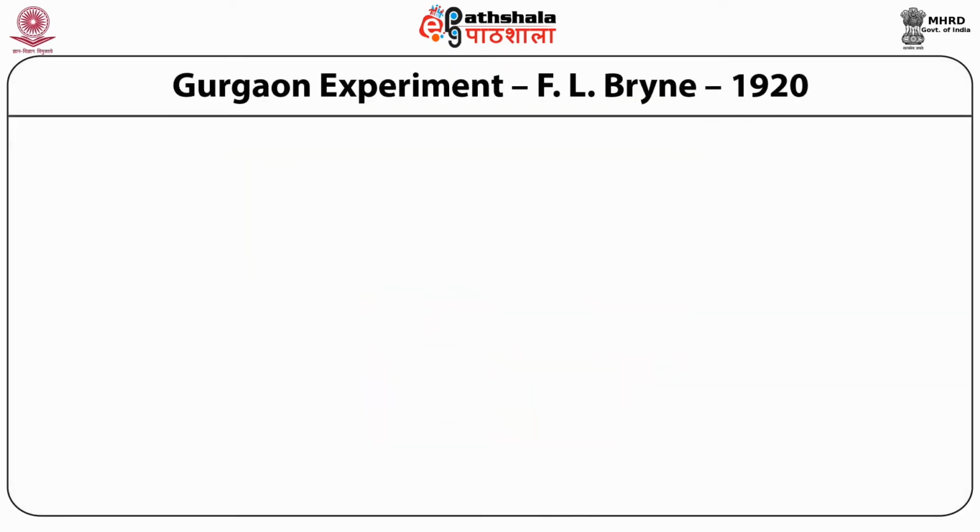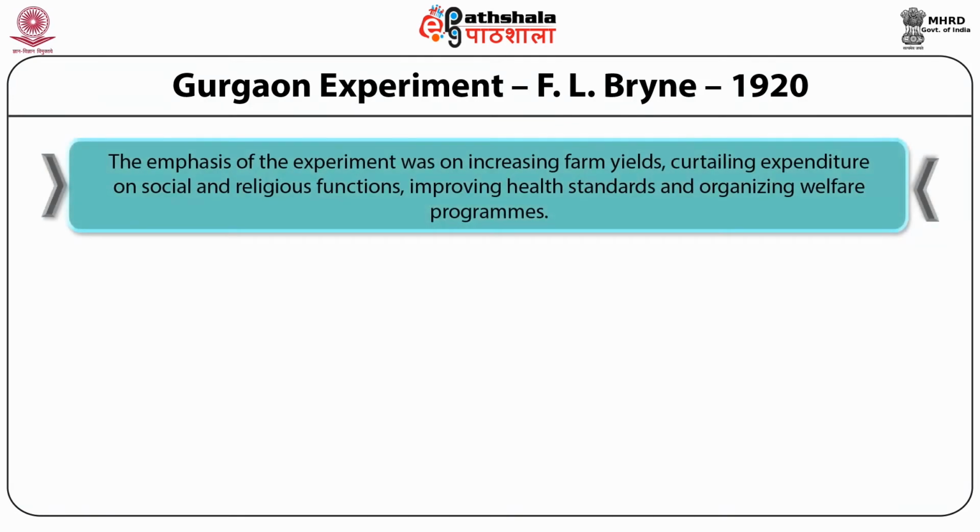So far, we were making an effort to understand the Shantiniketan attempt started by Shri Rabindranath Tagore ji. After that, let us come on to the Gurgaon experiment launched by F.L. Brayne in the year 1920. F.L. Brayne was a government officer of the rank of district magistrate, who conceived a dream of mass rural upliftment in his area of operation. The emphasis of the experiment was on increasing farm yields, curtailing expenditure on social and religious functions, improving health standards, and organizing welfare programs.